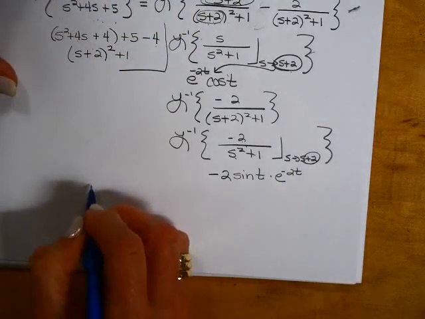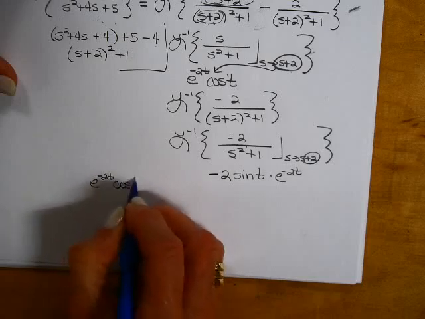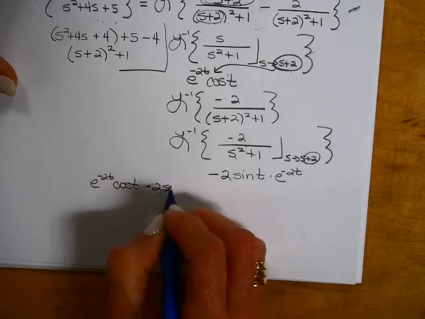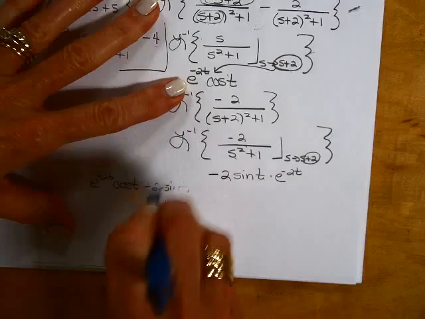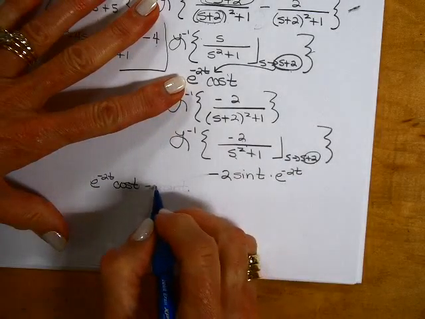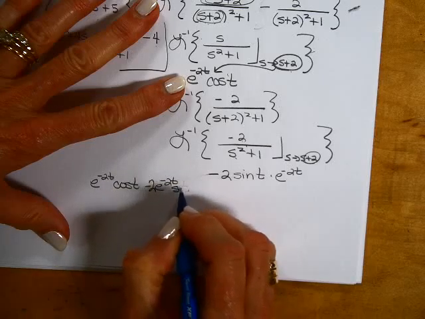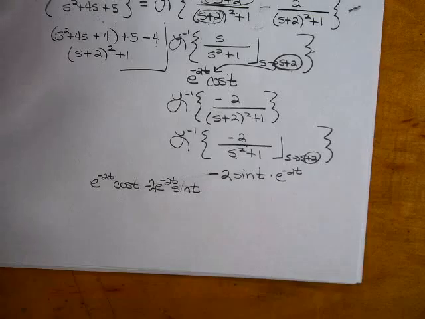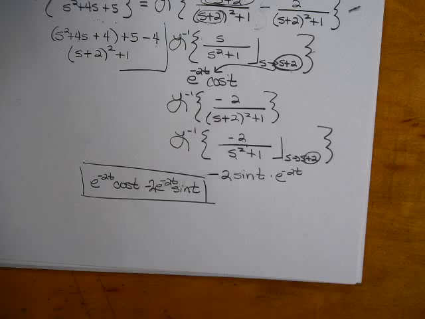So my function, my inverse Laplace transform, is e to the negative 2t cosine t minus e to the negative 2t, 2 sine t. And couldn't you take out the e to the negative 2t? I could put it out in front of everything if I wanted to, yeah, sure. That's legal.